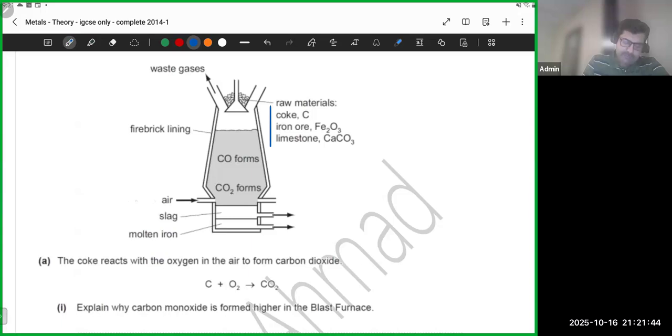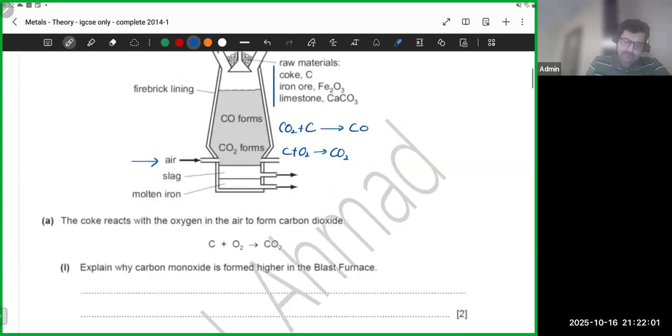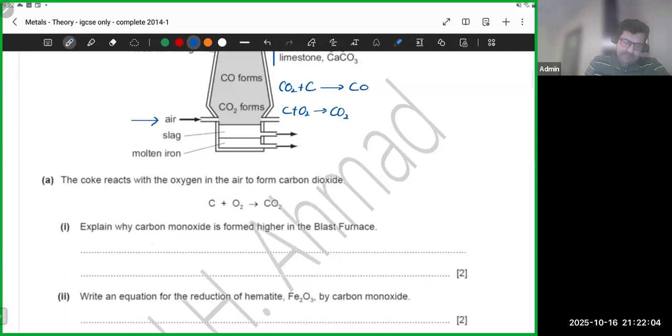At the bottom, air was pumped in, and what happened? Carbon would start burning and producing carbon dioxide. As the carbon dioxide got higher up, it would meet other carbon atoms and get reduced to carbon monoxide. Why carbon monoxide? Because there's less air and more carbon higher up. The carbon dioxide has no other place to get oxygen, so it will steal it.